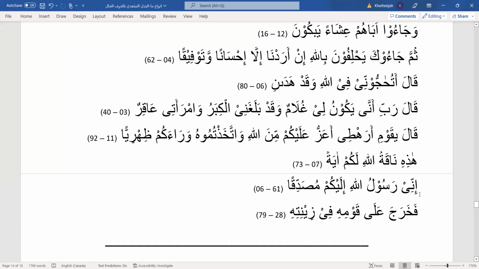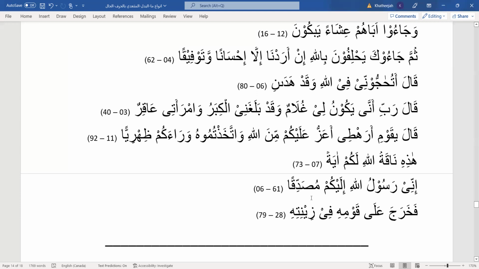So inna is one of the nawasibul ism, and the I inside it, anna, is ismu inna. Rasulullahi is khabru inna, and ilaykum is jar majroor, so it is muta'alliq bil khabar. So then what is musaddiqan? It is mansoob, it is nakira, it's a single word.